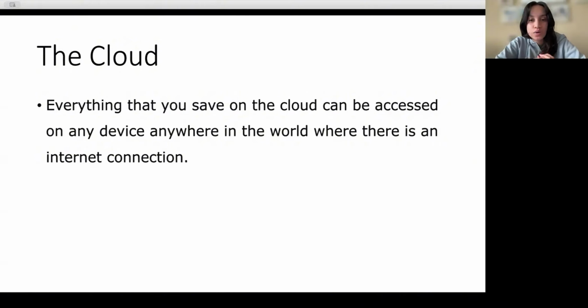You can always go on your friend's phone and access whatever you need on your phone through the cloud. And we'll talk about that in the next slides. But everything that you save in the cloud can be accessed on any device. You don't physically need your phone, right? You can access the cloud on your friend's phone, on the library's computer, doesn't matter where, right?